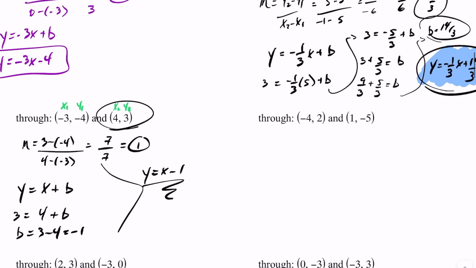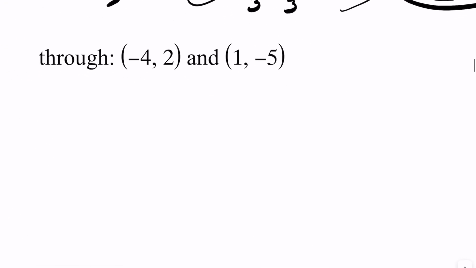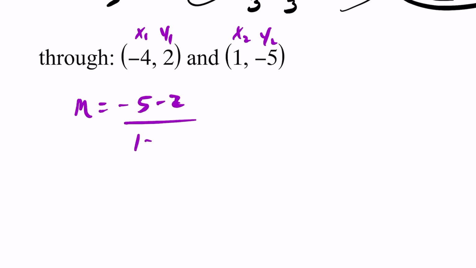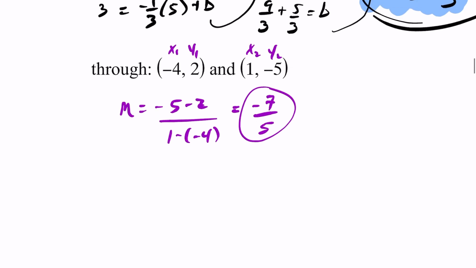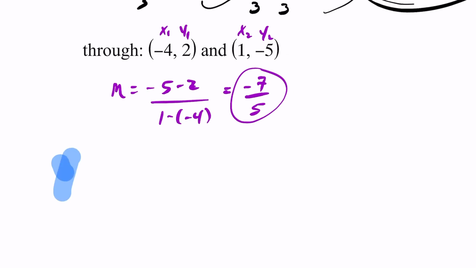All right, let's do one more question here. Let's do this one here. So for this problem here, again, I'm going to label this x1, y1. I'll label this x2, y2. Go ahead and calculate my slope, which is going to be the change in my y all over the change in my x, in which case here I get negative 7 over 5. So the slope of this line is negative 7/5. The equation is y equals negative 7/5 x plus my b value.